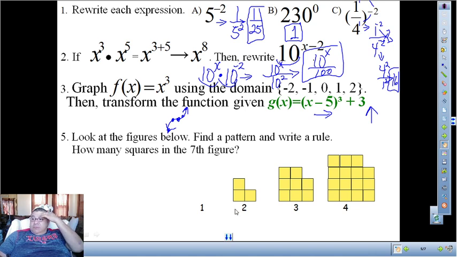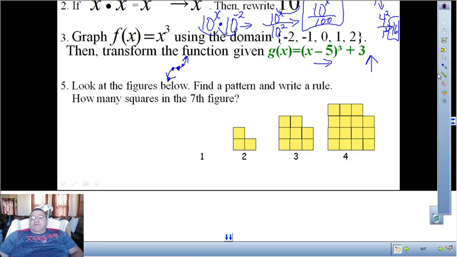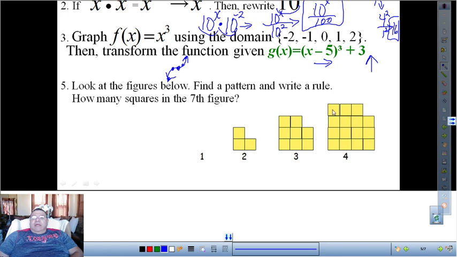All right, let's go to number 5. It says, look at the figures below, find a pattern and write a rule. How many squares in the 7th figure? If you remember from the previous ones that I gave you, what was happening to each of these as we were getting the next figure? This is 4, and we were getting a square. So this was 4 squared, and it would give us 16.